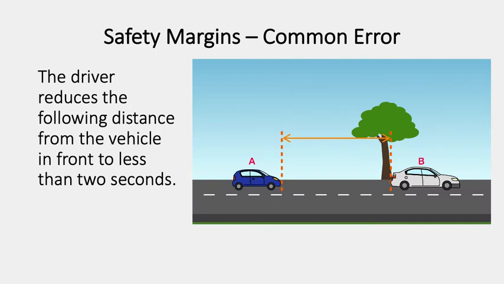Safety margins. A common error, the driver reduces the following distance from the vehicle in front to less than 2 seconds. In Queensland, the minimum following distance for cars is 2 seconds, 4 seconds in the wet. However, in some other states and territories, the minimum following distance is 3.